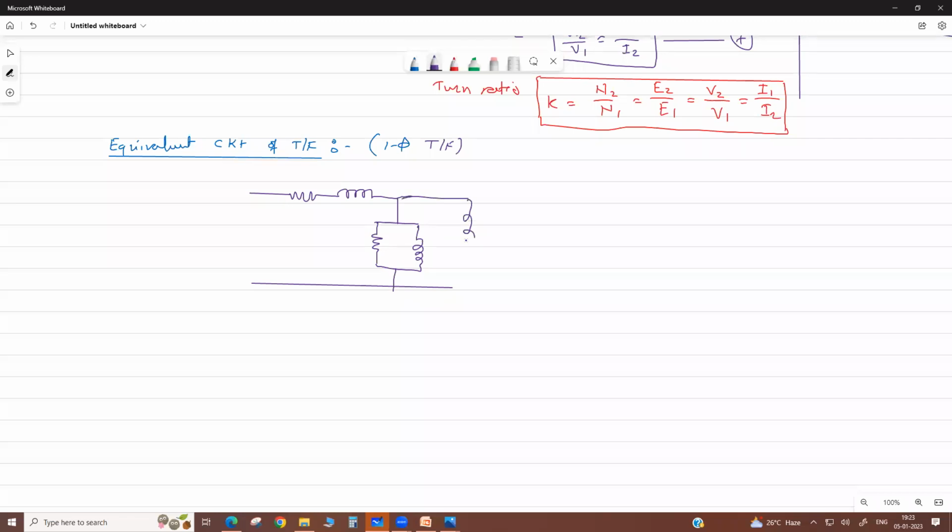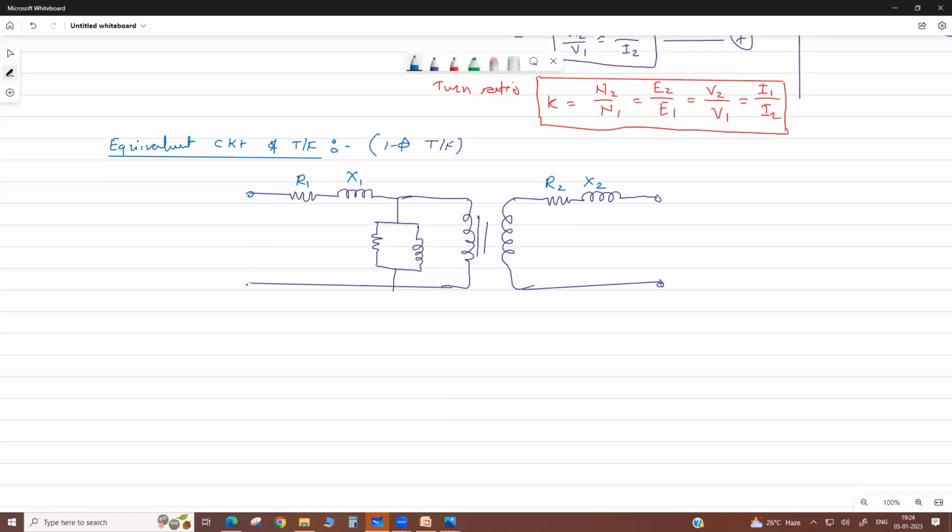Now we can represent the ideal transformer here. Then on the secondary side there is a secondary resistance and secondary leakage reactance. Suppose it is open. So this is represented by the primary resistance and primary leakage reactance. Due to leakage magnetic flux, this reactance is there, of the primary, and this is the secondary leakage reactance.